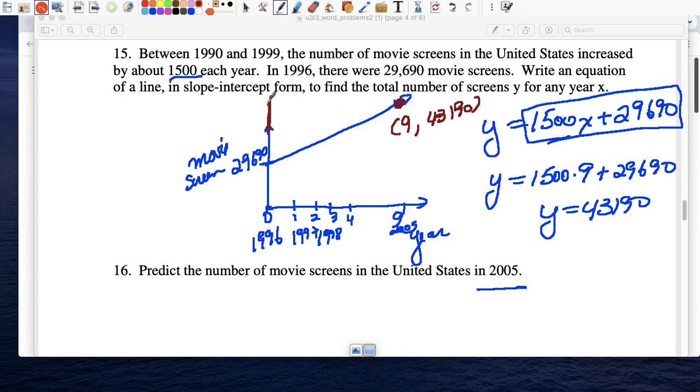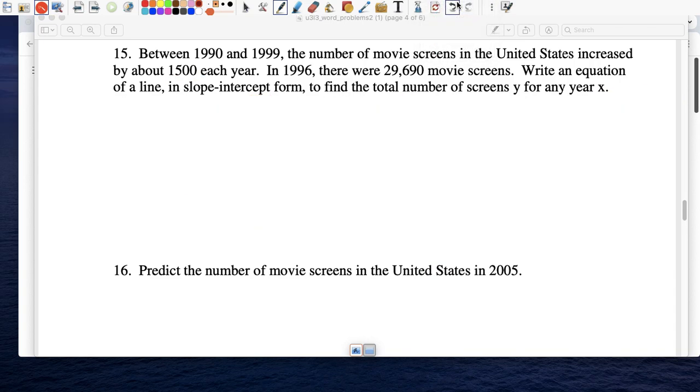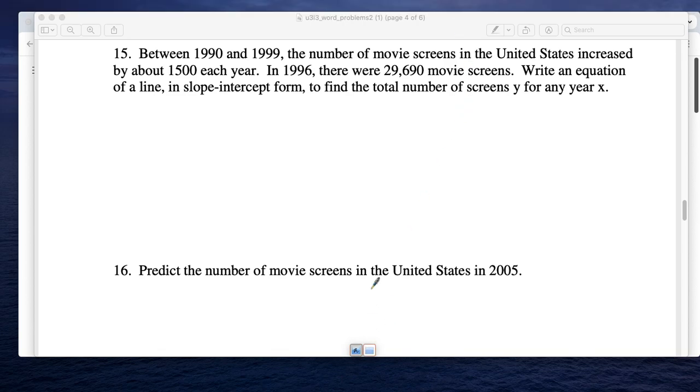Right? So let me just write 43,190 screens. Oh no. Hang on, sorry. Charger. Oh my god.